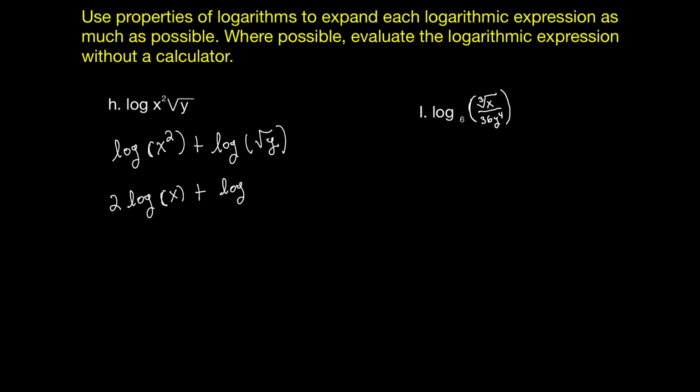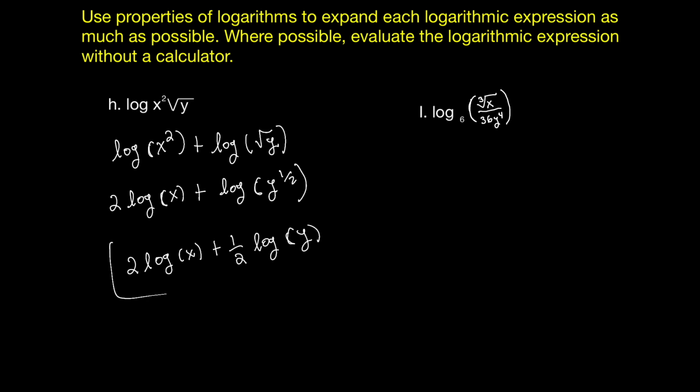plus log of y to the 1/2, because I can rewrite the square root of y as y to the 1/2. That's a fractional exponent. But now I have an exponent on my argument, which means that I can bring that down next to the logarithm. So now I get 2 log x plus 1/2 log y. And I can't simplify this any further.